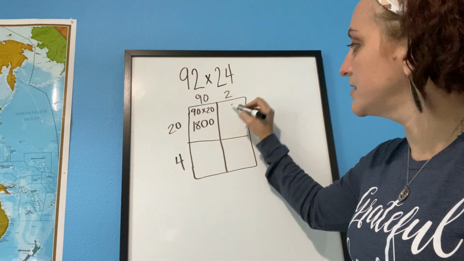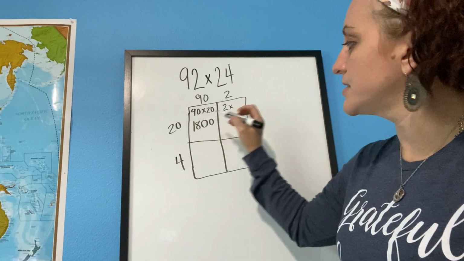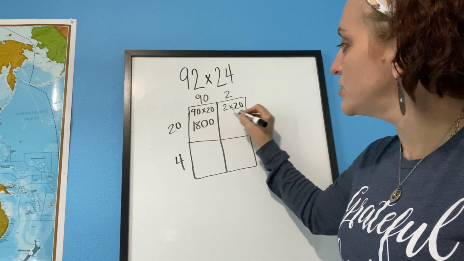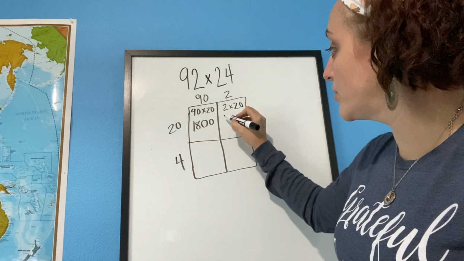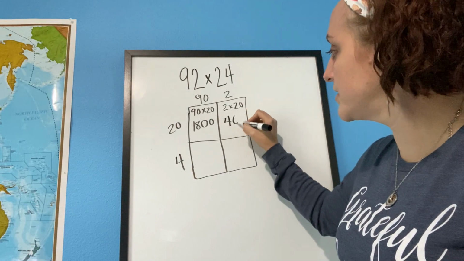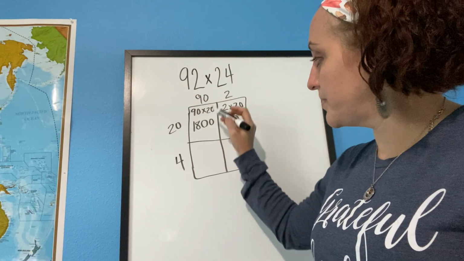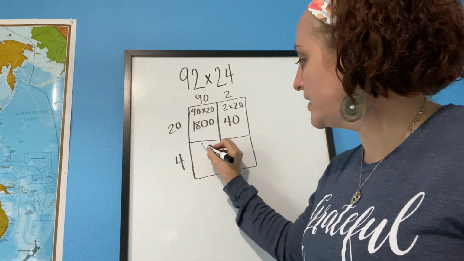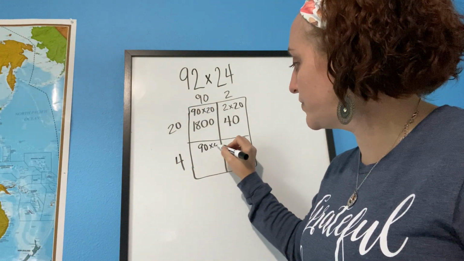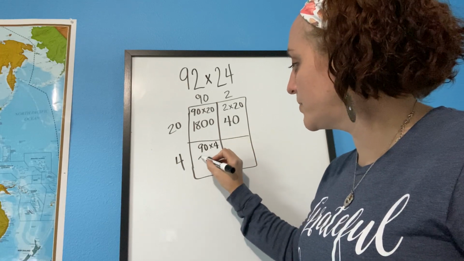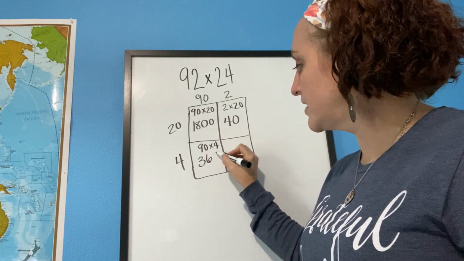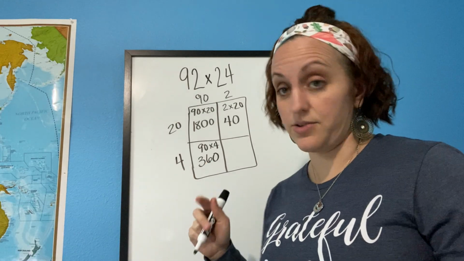Next box, what's on the top? 2 times what's on the side? 20. 2 times 2 equals 4. I have 1 zero, so I write 1 zero. Next box, what's on the top by what's on the side? 90 times 4. 9 times 4 equals 36 with 1 zero because there's 1 zero there.